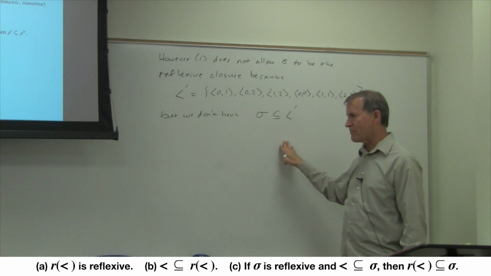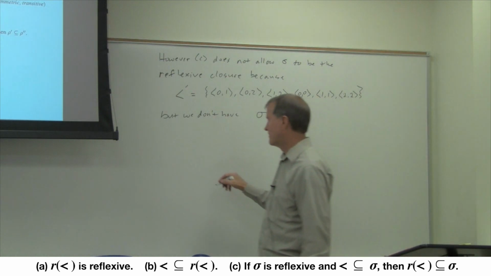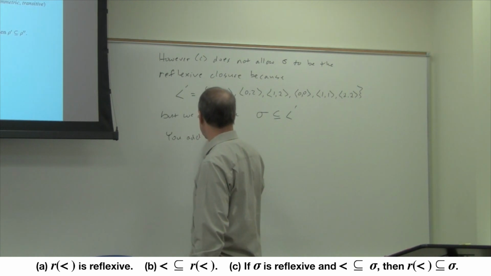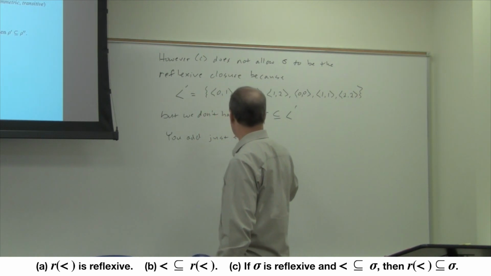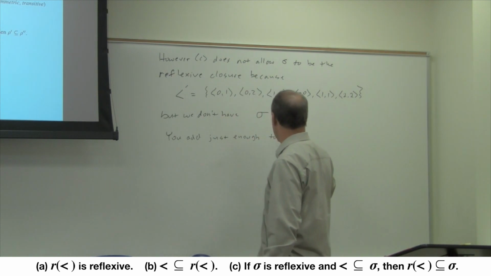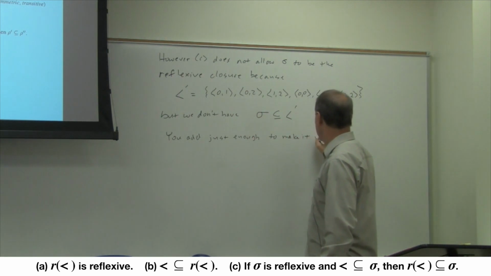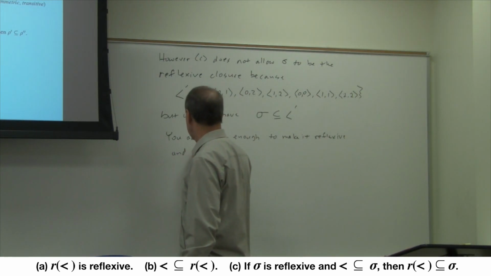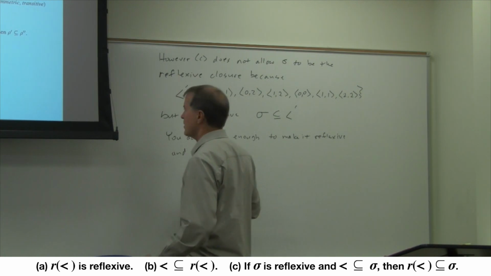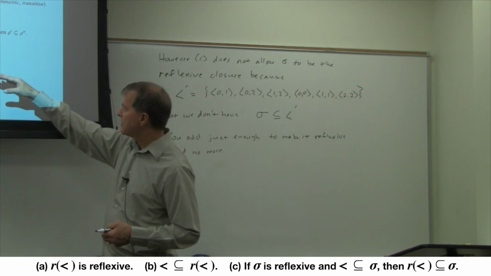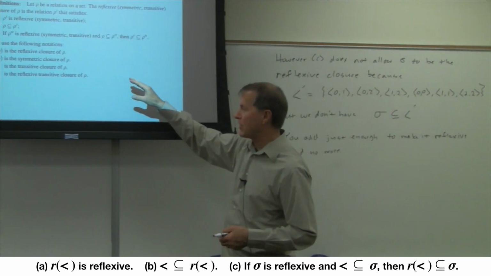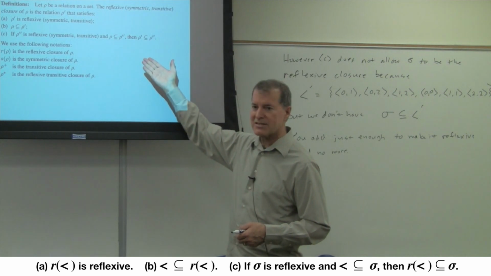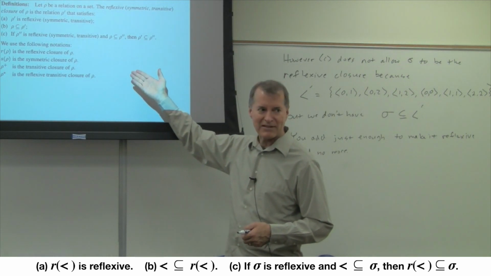You add just enough to make it reflexive, and no more. So it seems like it's kind of a strange way to do it with these primes. First you have rho, then you got rho prime, then you got rho double prime, okay? But that's the only way that you can say it mathematically. You see what I mean?